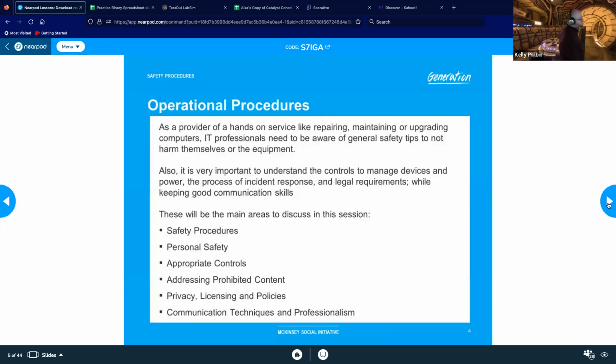So, operational procedures. As we're going to be providers, for the most part, of hands-on services like repairing, maintaining, upgrading, all that kind of fun stuff, we need to also be aware of general safety tips within the office so as not to harm ourselves or the equipment. With that, it's also important for us to understand the controls to manage devices and power and incident response.